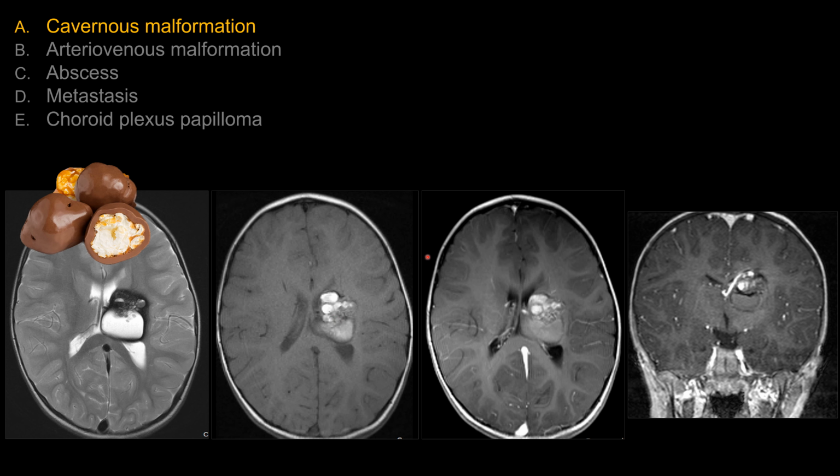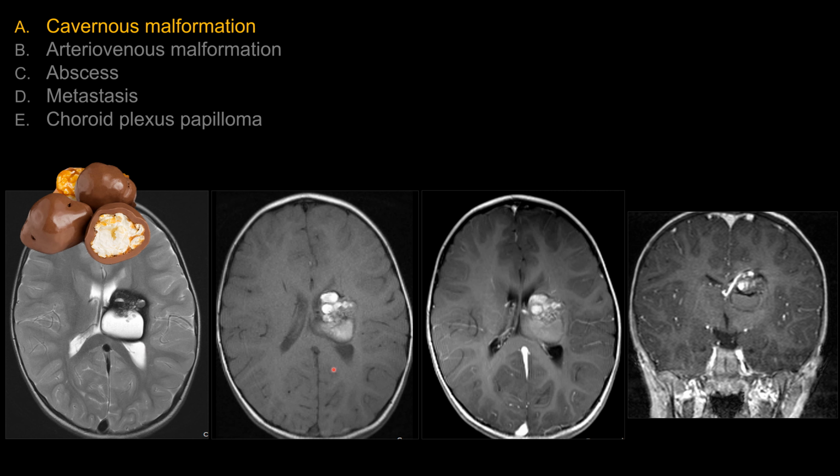For choice C, abscess. Abscess should have a strong rim enhancement. And also abscess is not bright on T1. And usually abscess have some degree of edema, usually quite a bit of edema. So this is definitely not a classic picture of an abscess. And also the same logic go with metastasis in that there's no enhancement, there's no edema. So D is also not the best choice.